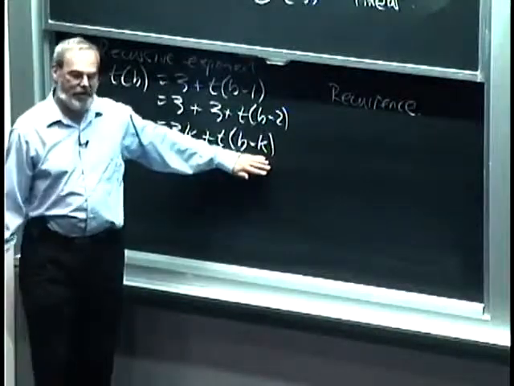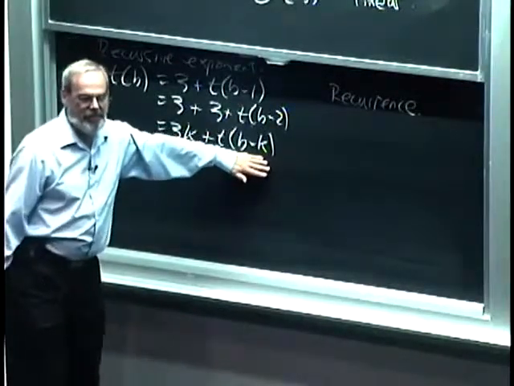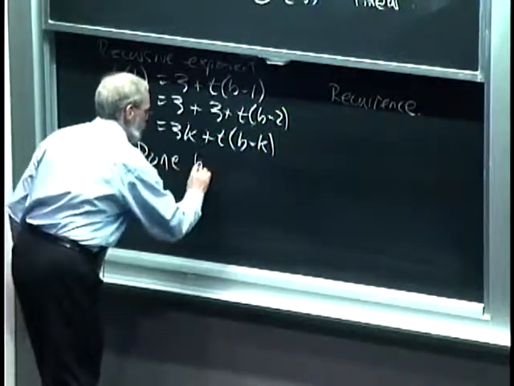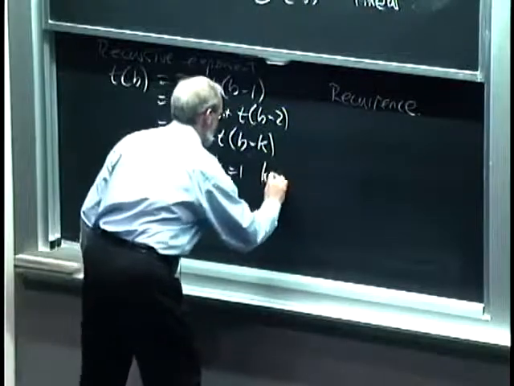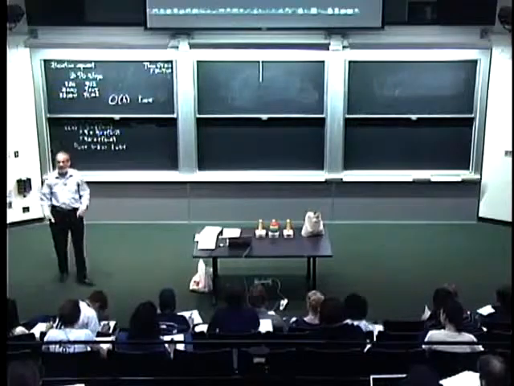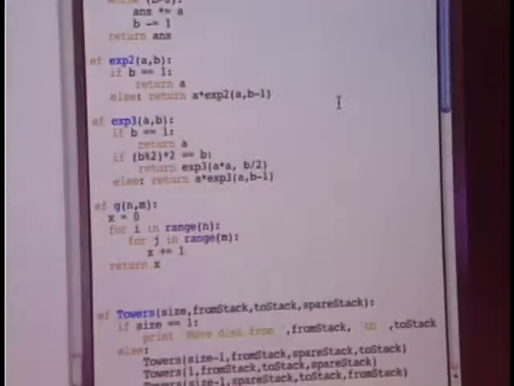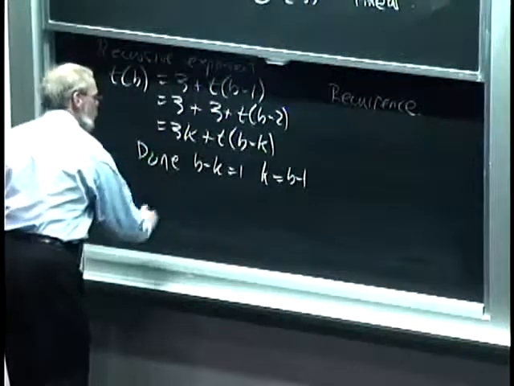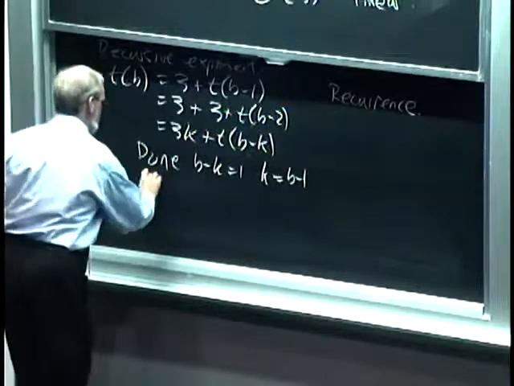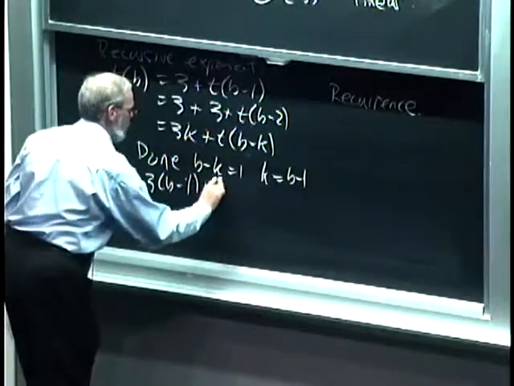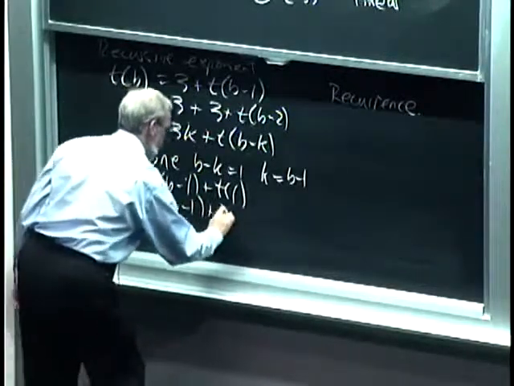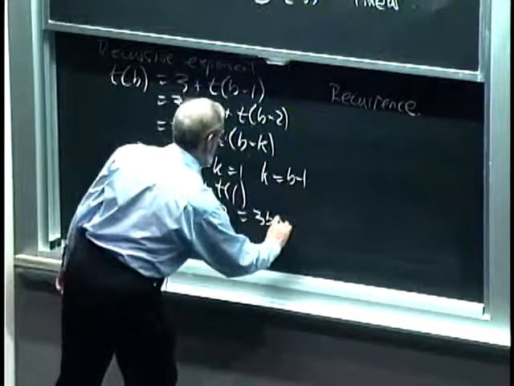Actually, I think I want b minus k equal to 1. When this gets down to t of 1, I'm in the base case. So I'm done when b minus k equals 1, or k equals b minus 1. That gets me down to the base case. I'm solving a problem of size 1. And in that case, I got 2 more operations to do. So if I plug this all back in, t of b is, putting k for b minus 1, 3 times b minus 1 plus t of 1. I said t of 1 is 2. So this is 3 times b minus 1 plus 2, or 3b minus 1.